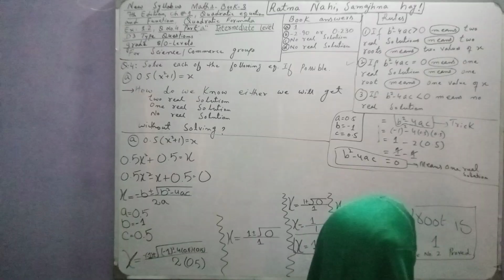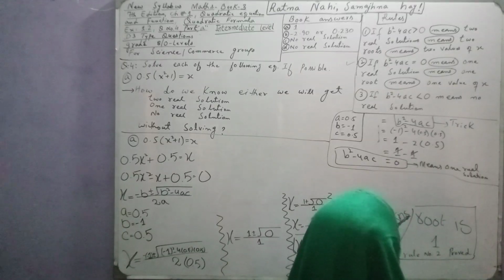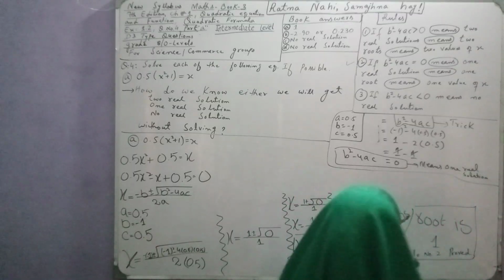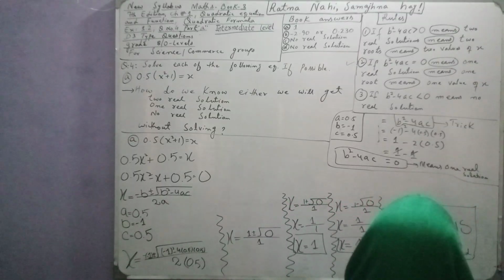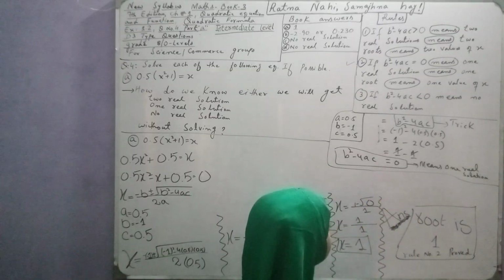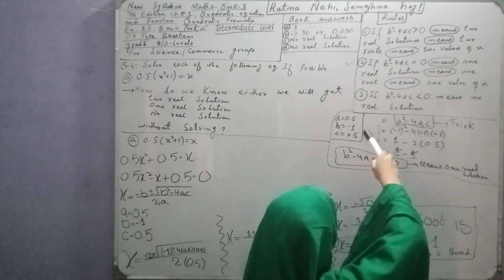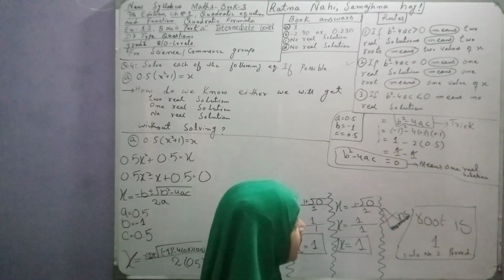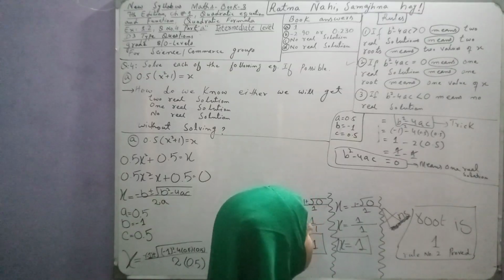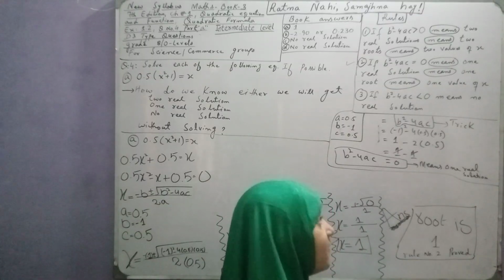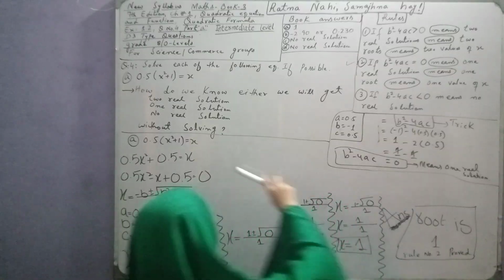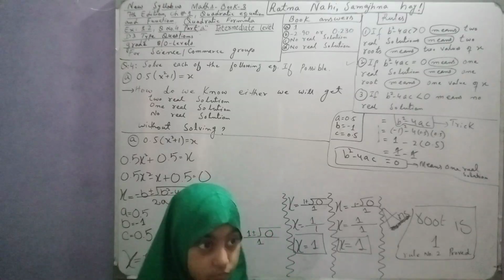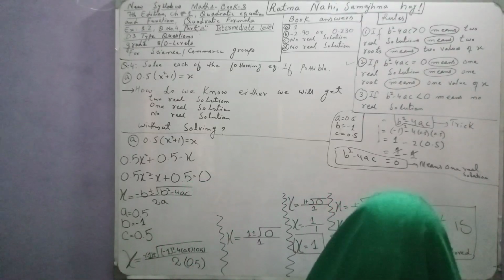If B square minus 4AC is greater than 0, if B square minus 4AC is equal to 0, if B square minus 4AC is less than 0. Our B square minus 4AC is equal to 0, which matches with rule 2. Look, it means 1 real solution, means 1 root, means 1 value of x, means 1 answer. Okay, then we'll solve this question. So the answer will become 1 root, 1 value of x.